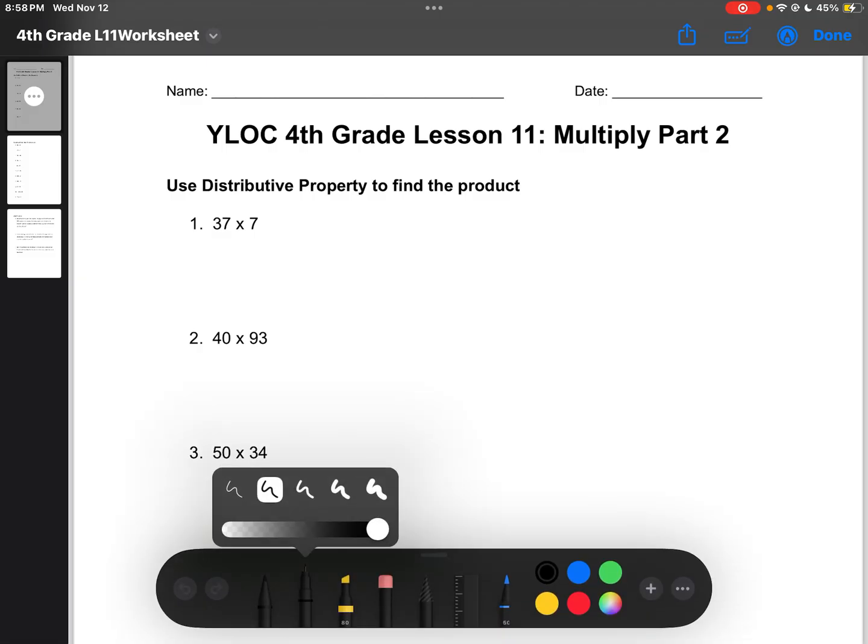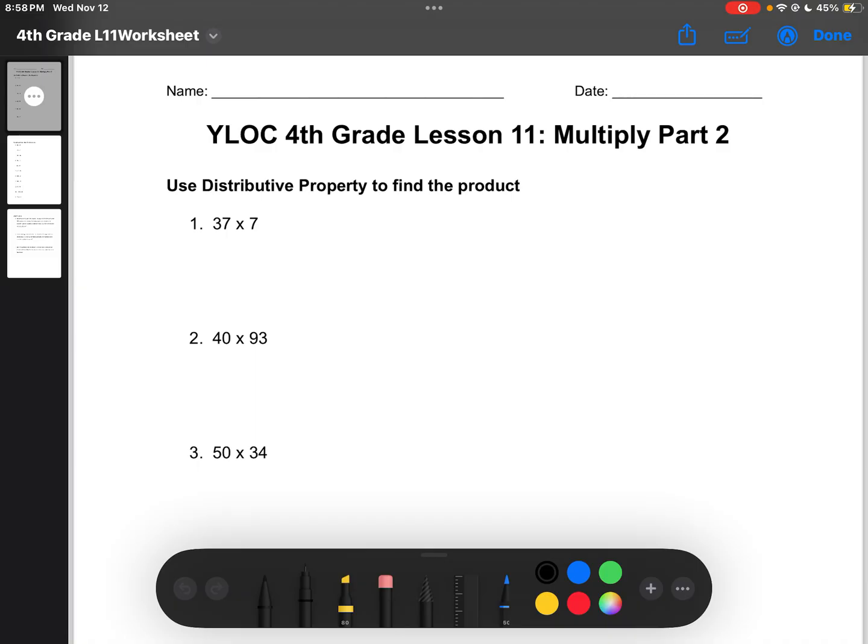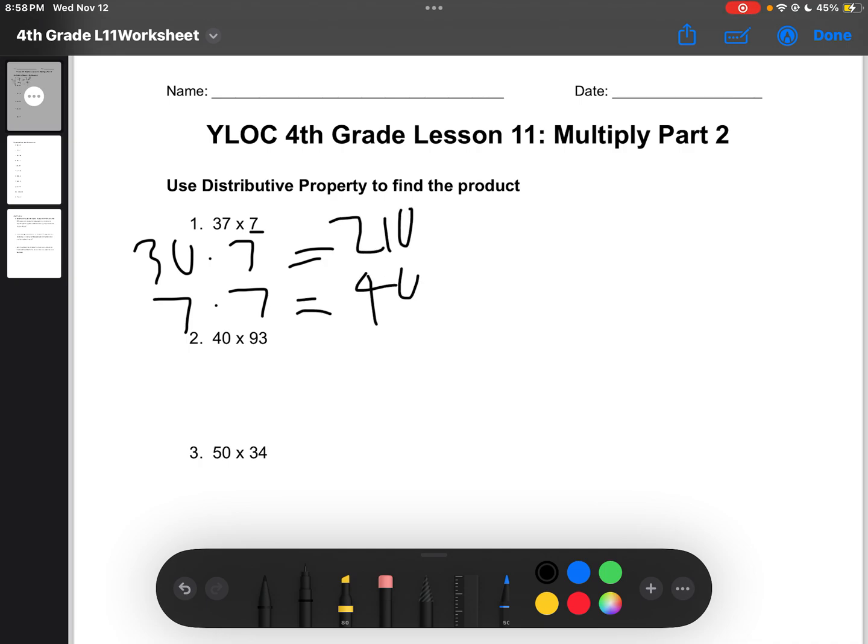So we'll first break up 37 into 30 and 7. And then we'll multiply each by 7. So 30 times 7, we could just do 3 times 7, which is 21, and we just add the 0, so it'll be 210. And 7 times 7 is 49. Next, we'll just add these two to get 259 as our answer.